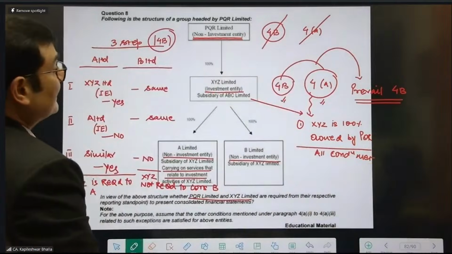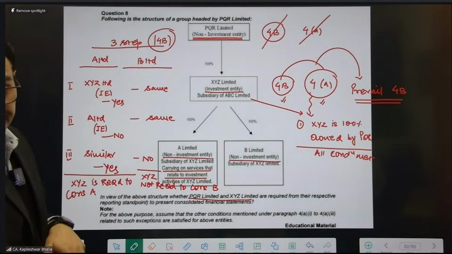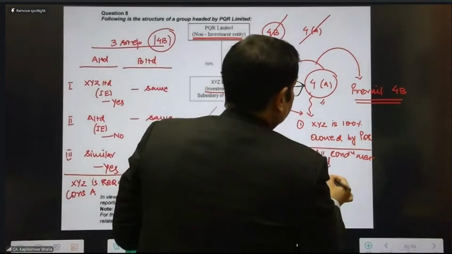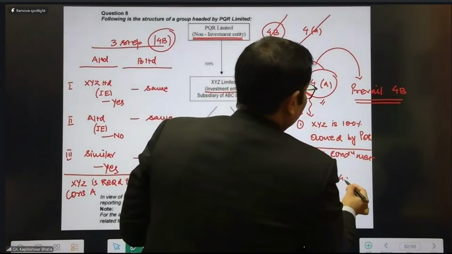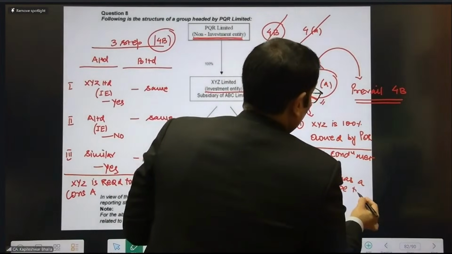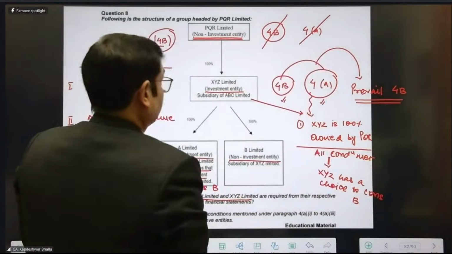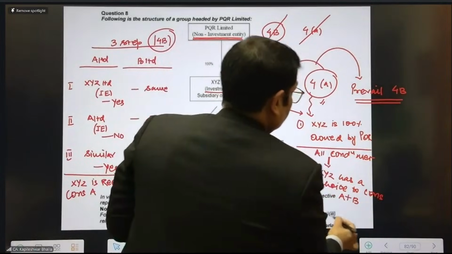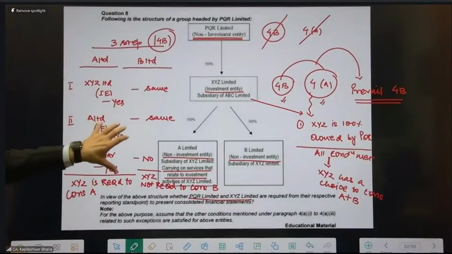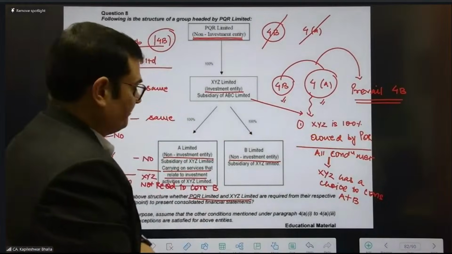Is company XYZ required to consolidate, or does it get a choice? Choice. Correct. So in this particular case, we can say XYZ has a choice. XYZ has a choice to consolidate A and B. Now looking at the results in 4B and looking at the results in 4A, what is the conclusion?